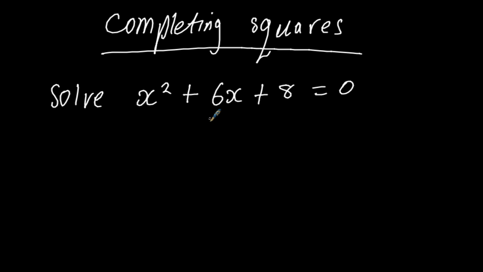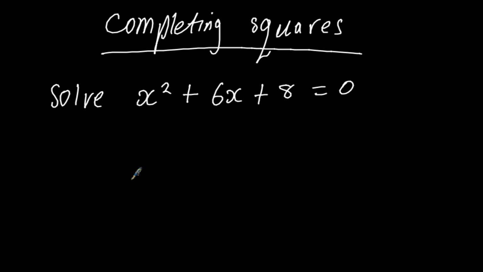Hello, in this video we are going to learn how to solve quadratic equations using the completing squares method. So solve x squared plus 6x plus 8 equaling 0. So to complete squares, you have to form a perfect square from this part.